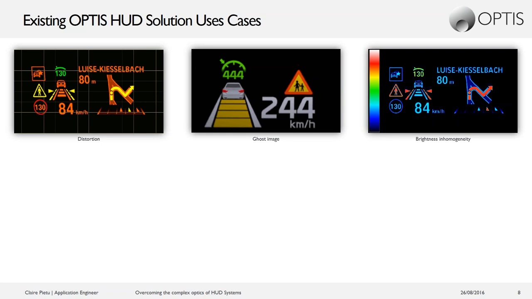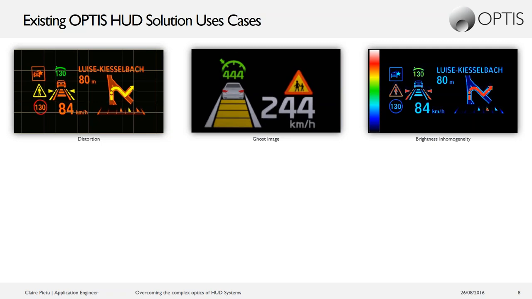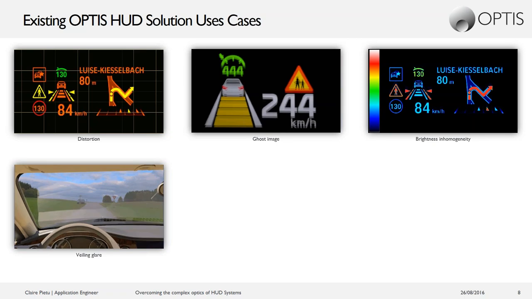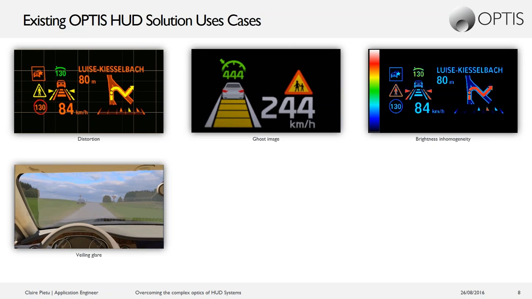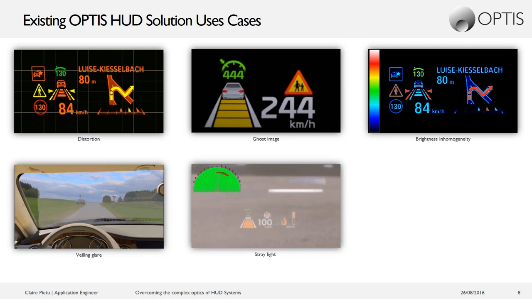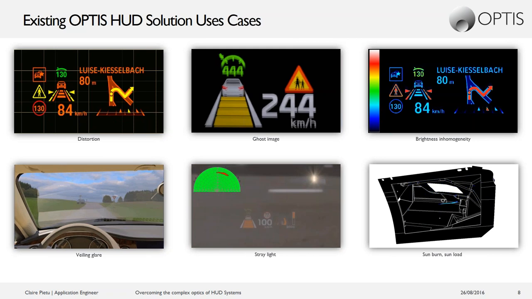We can analyze the inhomogeneity of the image thanks to luminance calculation, which is the core functionality of SPEOS, for those of you who already know it. Using typical visual ergonomics studies, we can evaluate how the contrast on the edges of the HUD window will impact the car. That's what we call veiling glare. You can see here it's quite visible. We can analyze the stray light by simulating light propagation from the sun to the driver's eye after reflection on the mirror and the housing. And finally, we can analyze the sunburn by propagating visible and infrared lights, focusing on plastic parts of the HUD after reflection on the mirrors.